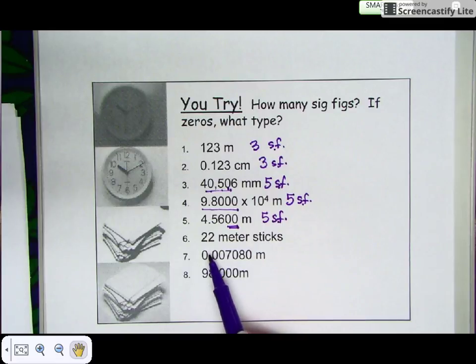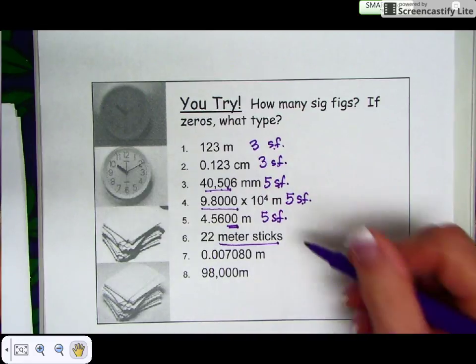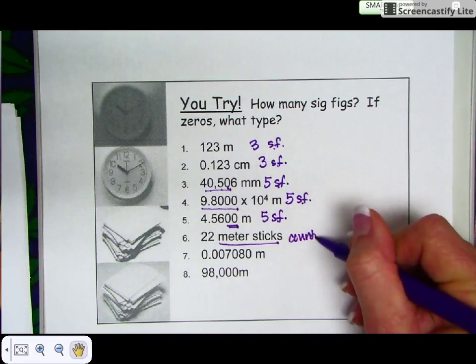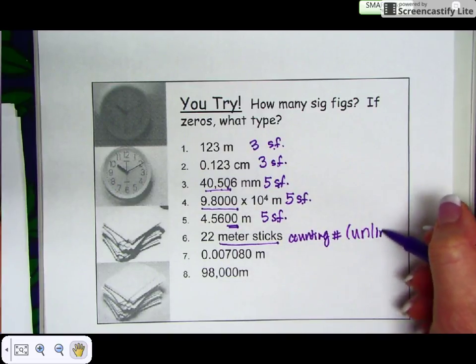Now in number 6, this one might be a little tricky, but you have to pay attention to the unit. Meter sticks is not a unit of measure. Meter sticks are objects you would have to count out. So if I were to tell you I had 22 meter sticks, that means I would have counted them. It's the counting number. So therefore, it has unlimited sig figs.